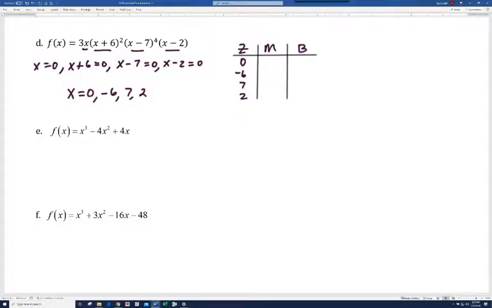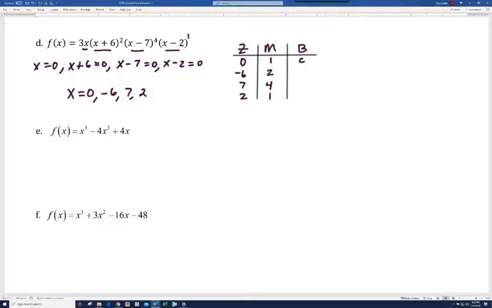Now 0, if you look at the corresponding factor x, it's to the first power, so that is going to have a multiplicity of 1. For -6, our multiplicity is 2. For 7, it's 4. And for 2, again, this is a 1 as an exponent, and so our multiplicity is 1. And so at 0, on the graph of the corresponding x-intercept, we're going to cross.